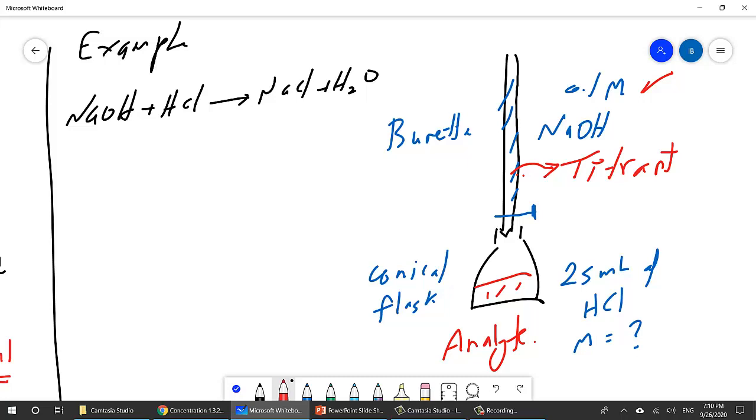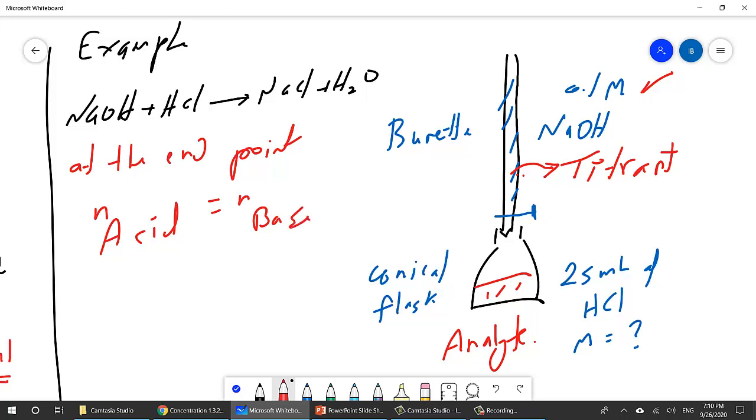This reaction is 1-to-1 because 1 mole of sodium hydroxide reacts with 1 mole of HCl to produce product. So here you can say at the equivalence point, or at the end point, the number of moles of the acid is equal to the number of moles of the base. And that's the idea of titration.